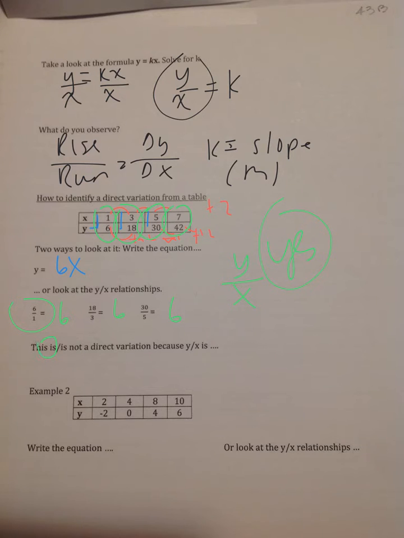It is a direct variation because y divided by x is 6. It is constant. It's the same.